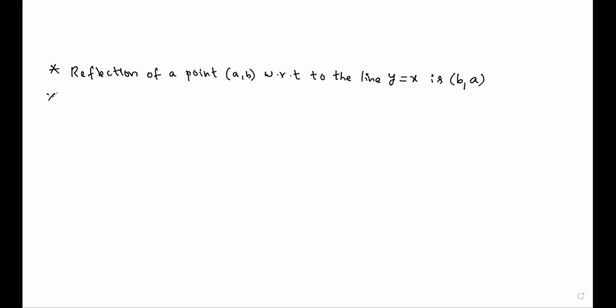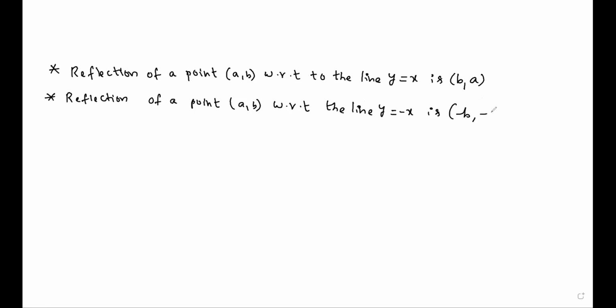Similarly, one more condition in this, reflection of a point (A comma B) with respect to the line y is equal to minus x. Here what happened, each one's sign changes to negative. Here the image becomes (minus B comma minus A).